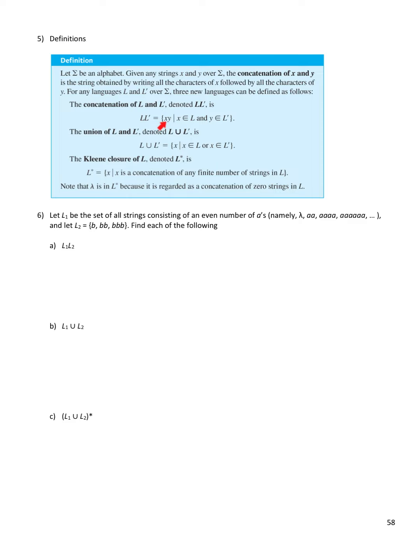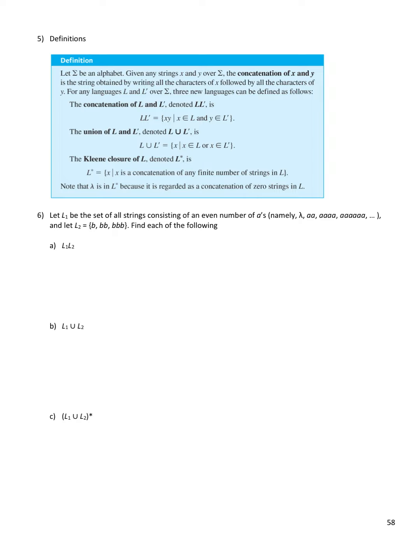So we're doing a concatenation with a string from L and a string from L prime. Then the union of L and L prime is just the set of all x's such that x is in L or x is in L prime. So we're just putting all the strings from L and all the strings from language L prime together into one new language that contains all the strings from either.